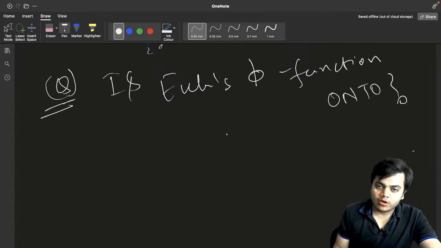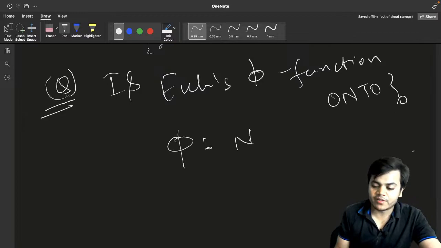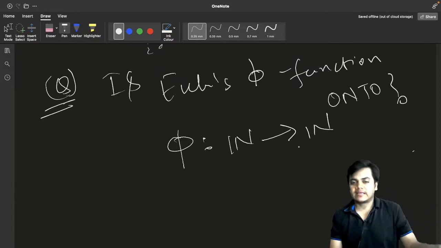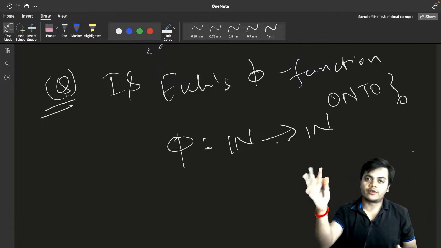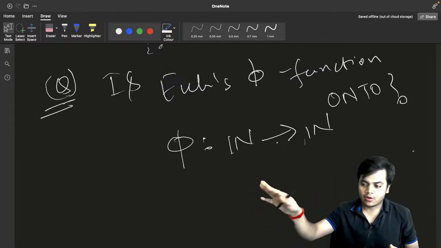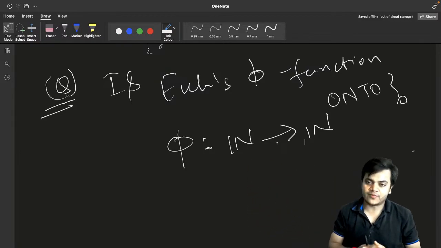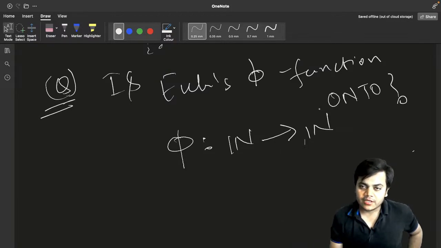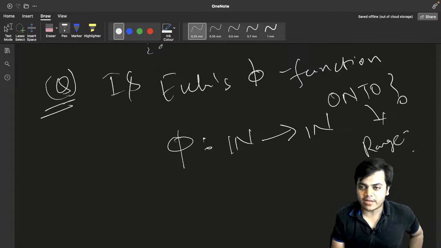What do you mean by onto function? Actually, this number theoretic function phi from naturals to naturals is defined such that phi of n is going to give you the order of U(n). Already in the beginning of this class we have discussed it, but now the question is: is Euler's phi function onto? What does it mean? They just want to ask, is the range equal to naturals?